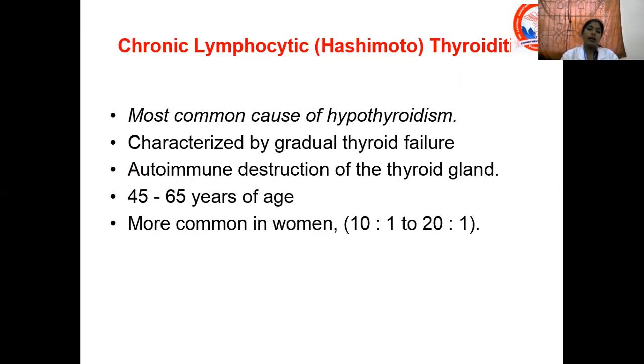Chronic lymphocytic thyroiditis, that is Hashimoto thyroiditis. This is a very important question. This is the most common cause of hypothyroidism. It is characterized by gradual thyroid failure. It is an autoimmune destruction of the thyroid gland. It is most commonly seen in the age group of 45 to 65 years, and it is more common in women.